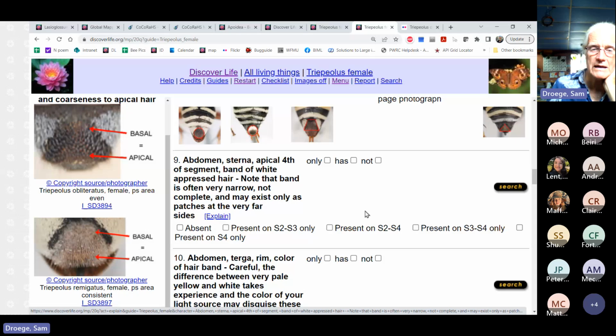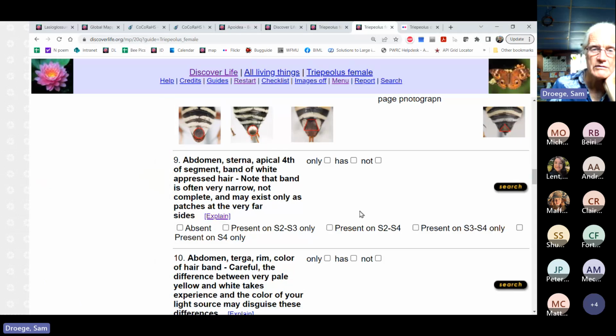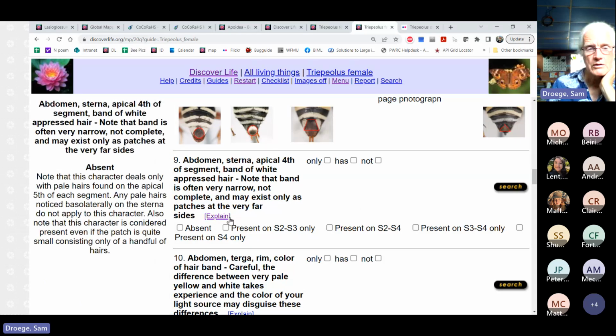We have an explain here, which goes into even more. I mean, that's what it's used for, but almost nobody ever clicks on it. So here we're just going into more detail, that we're just looking at these appressed pale hairs on the sides, usually of these segments, and that these things are usually quite small. So we'll show a couple here.